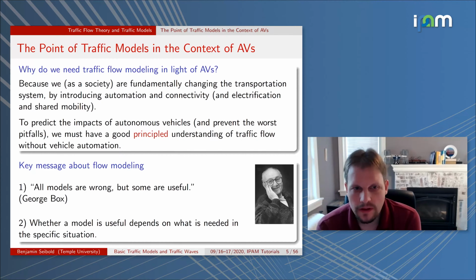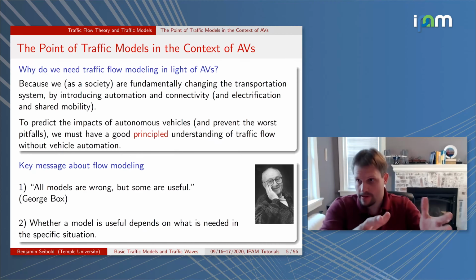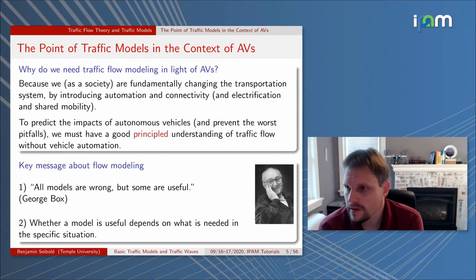So, specifically for autonomous vehicles, one has to understand, predict and model their impact, and hopefully prevent the worst pitfalls in a principled way, to understand what the impact will be and can be, and hopefully then help guide the design and deployment of these and the policy decisions, so that one doesn't get negative consequences, but actually can reap some of the positive benefits.